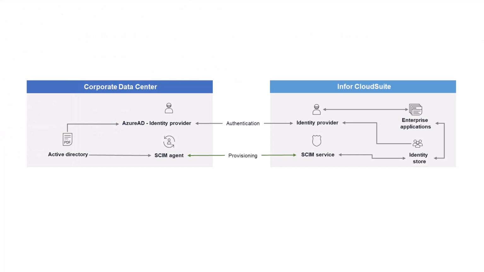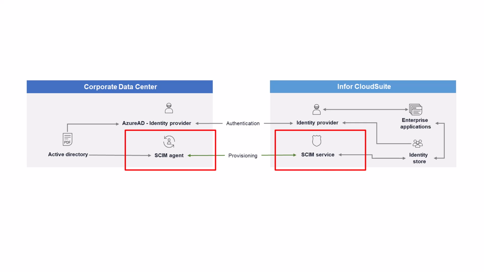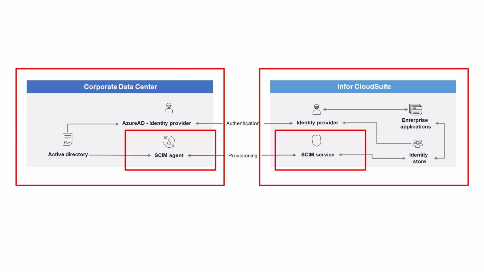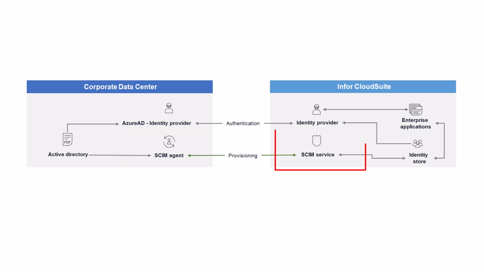Here's a diagram showing the high-level architecture of what will take place, configuring the SCIM service and agent on the Infor Cloud Identity Provider with the corporate data center's AzureAD Identity Provider. Let's start by configuring the SCIM service on the Cloud Identity Provider.